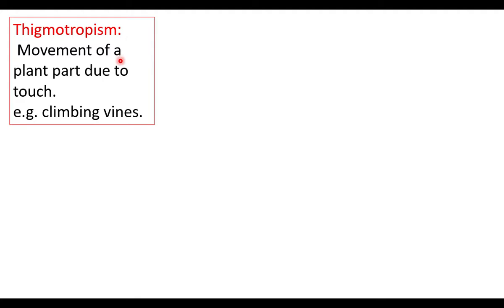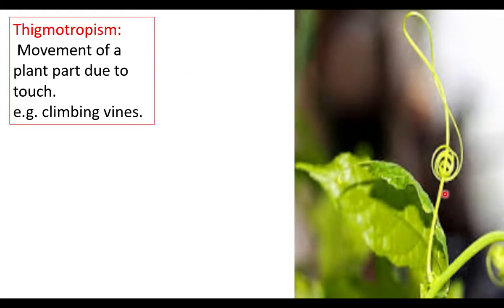Thigmotropism: movement of a plant part due to touch. It is seen in climbing vines. Thigmotropism is seen in weak stem plants. Weak stem plants cannot grow erect.